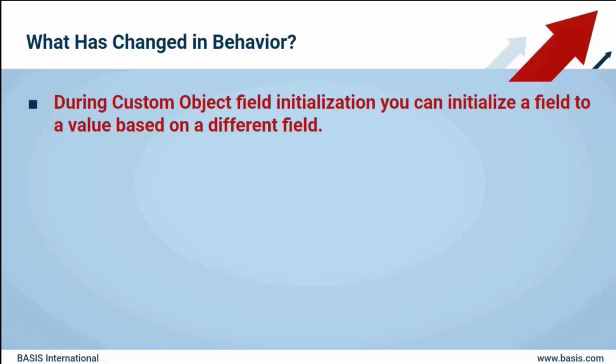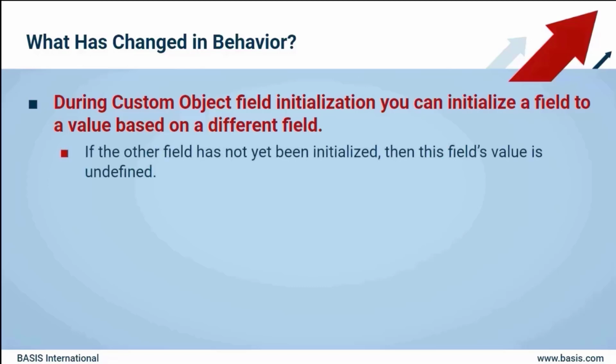What has changed in the behavior? Well, to be different here, during custom object field initialization, remember that a field is the piece of data that's in the custom class. During field initialization, you can now initialize the field to a value that is based on a different field. This was not possible until now.